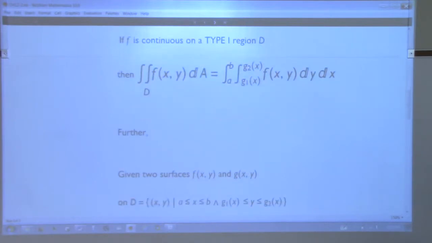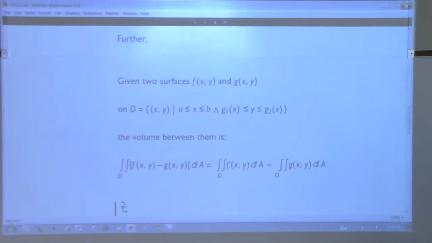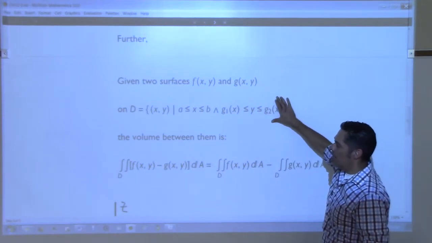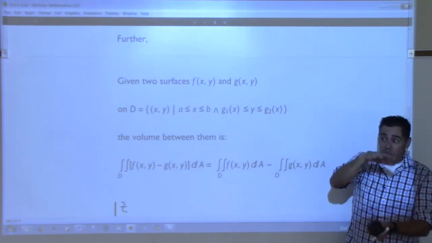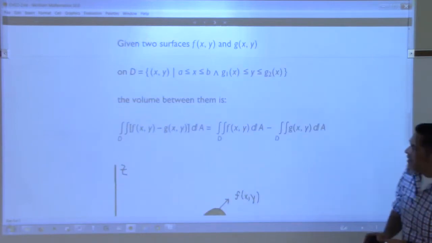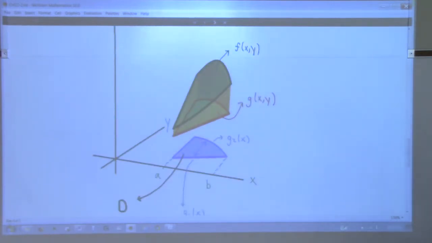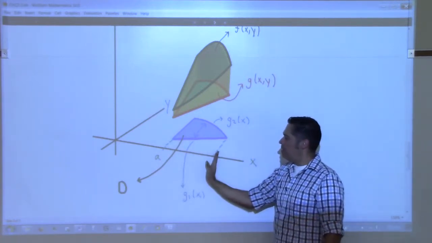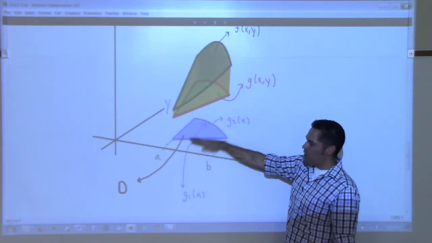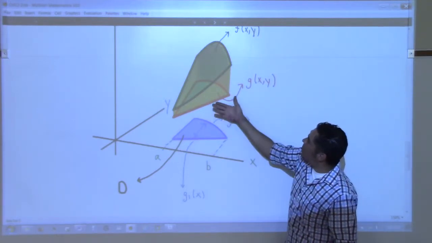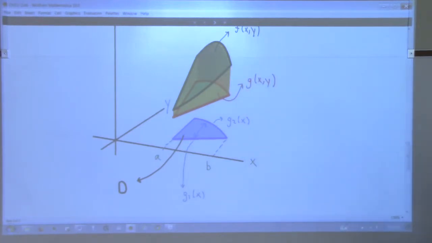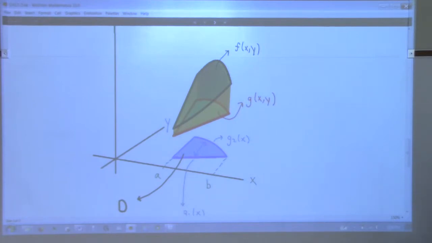But we have one more thing. If we have that same domain, same domain, type 1 region, and we're trying to find the volume between two surfaces, then everything falls just the same. So look at that surface, see if this makes sense to you. Look at our domain on the ground. Our x's are between a and b. Our y values are between two functions of x. And then we have a bottom surface and a top surface. We're trying to find the volume between the two. Does that make sense compared to the other one?